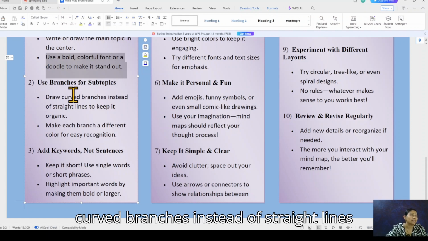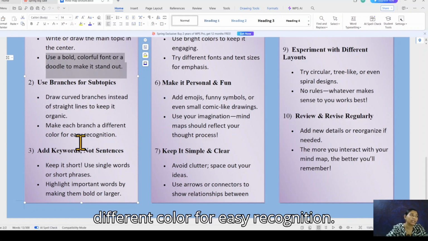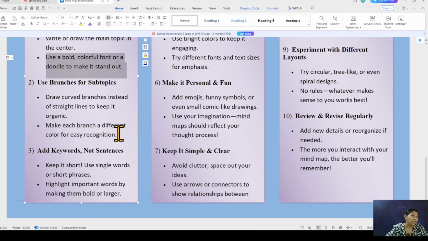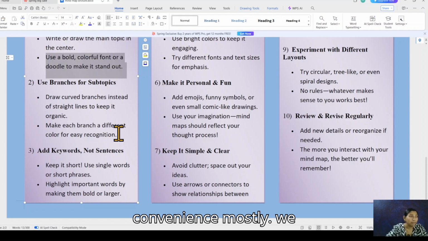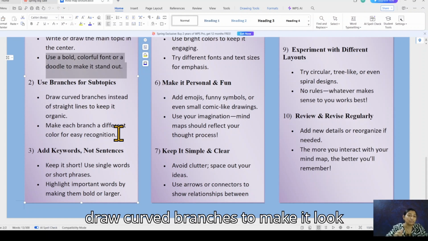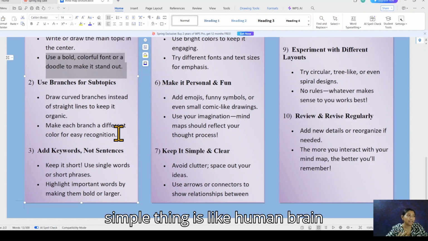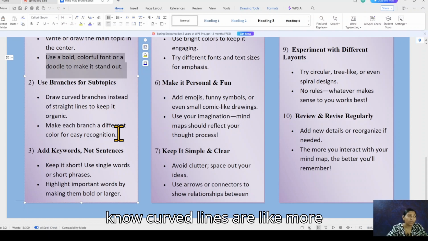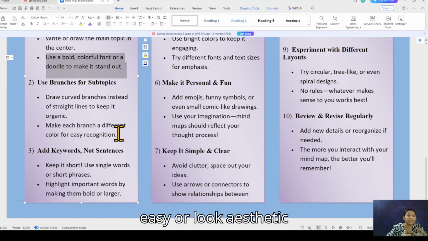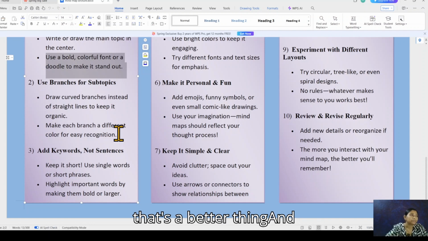Draw curved branches instead of straight lines to keep it organic. Make each branch a different color for easy recognition. This is also as per your convenience. Mostly, we draw curved branches to make it look organic, because the human brain doesn't always like straight lines. Curved lines are easier on the eye and look more aesthetic. So use curved lines. That's a better thing.